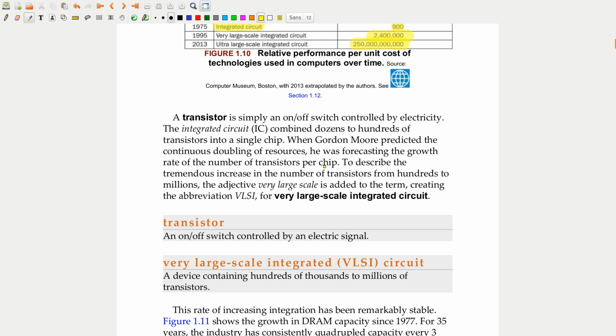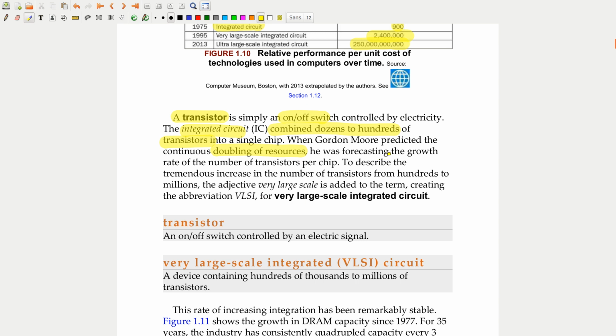So let's continue on. What is a transistor? We can think of a transistor as an on-off switch, right? And an integrated circuit is just combining dozens to hundreds of transistors into a single chip. Gordon Moore, the person Moore's law is named after, predicted the continuous doubling of resources. So remember, doubling of resources, that's Moore's law. 250 billion percent increase.